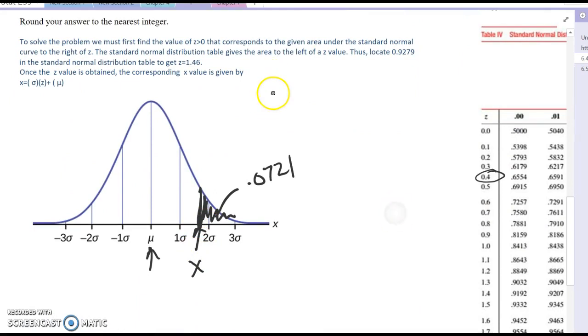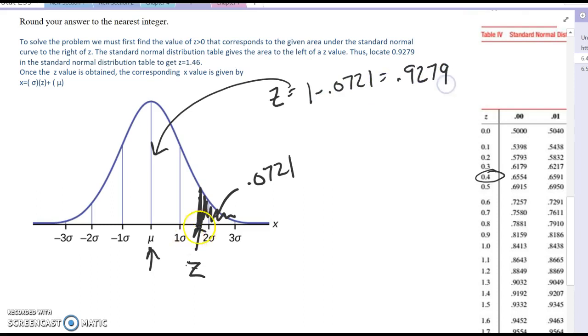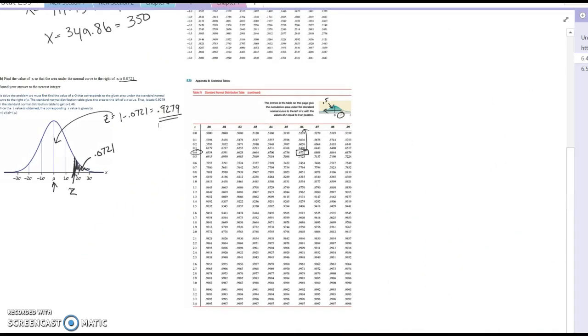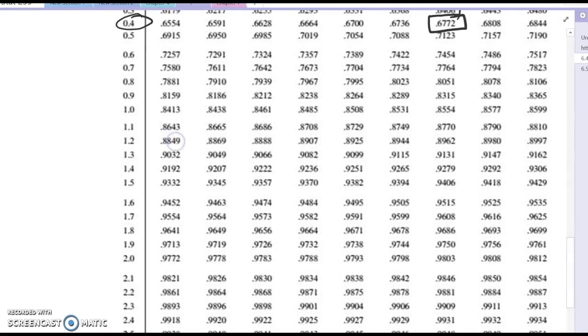But we're looking, first we have to find the z value from the table, right? So the z value gives the area to the left of z. So x or z, depending on if it's normalized or not. So if I take 1 minus 0.0721, that gives me 0.9279. So I'm looking for the z that corresponds to that number, and if I go to the table, that z is going to be on the right side again.